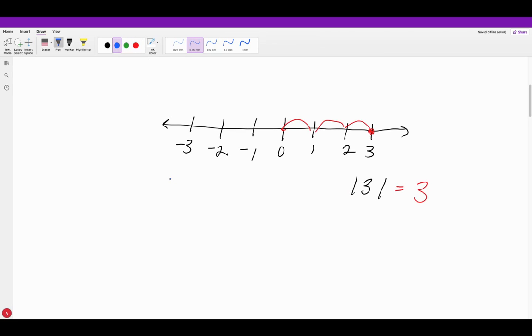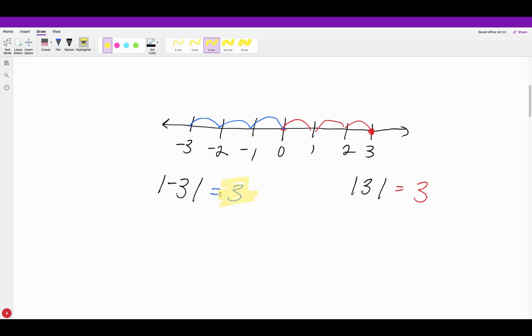I can also ask you, what is the absolute value of negative 3? Once again, we're talking about the distance from 0. Distance is always measured in a positive number. You would never call up your friend and say, I'm negative 2 kilometers away. It just doesn't make sense. So how far away is negative 3 from 0? It's 1, 2, 3 units away as well. So the absolute value of negative 3 is also equal to 3.